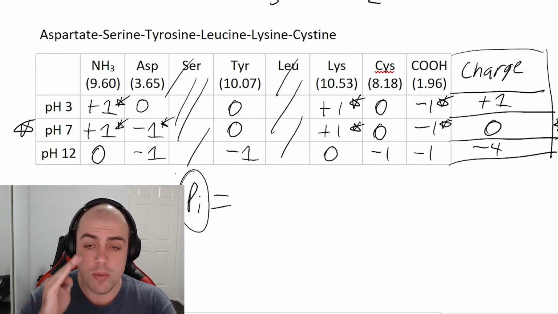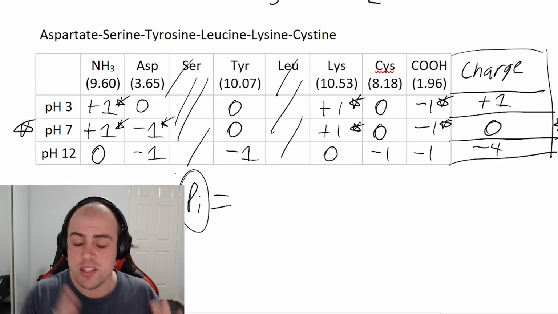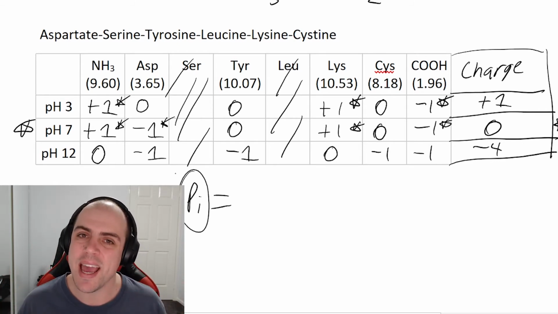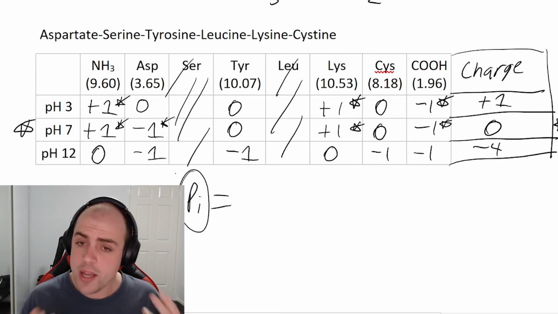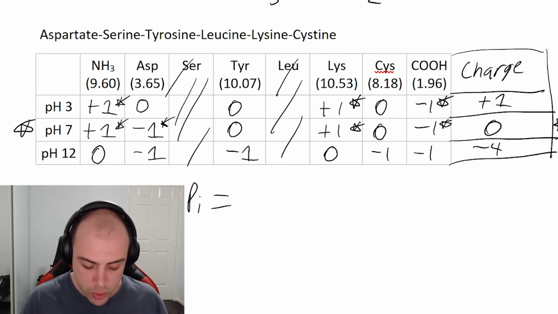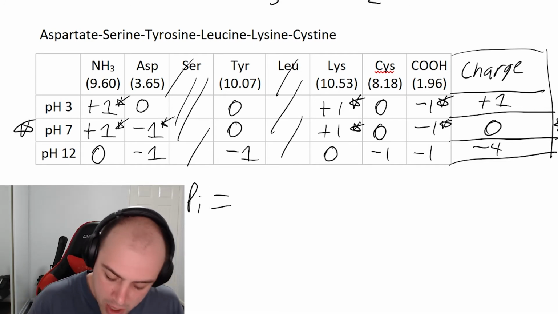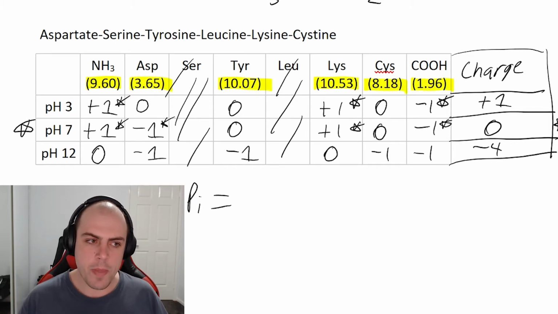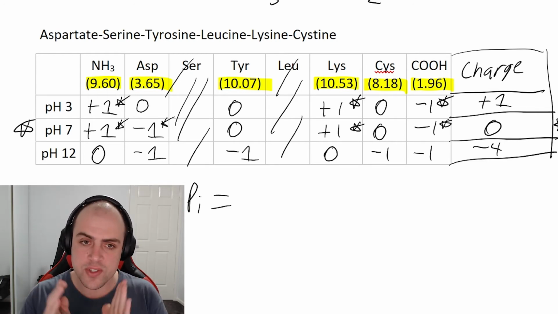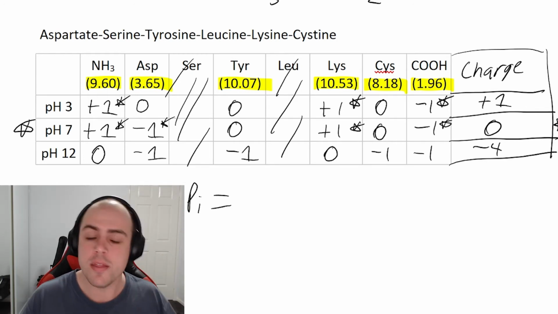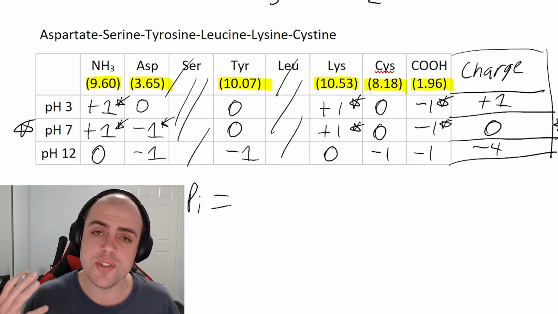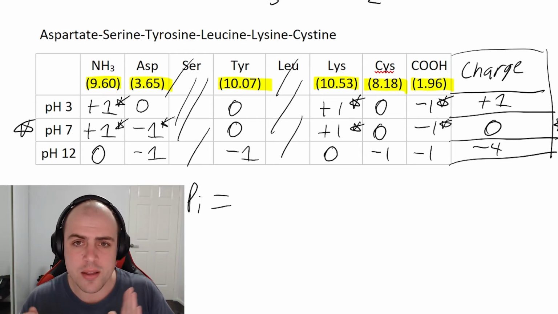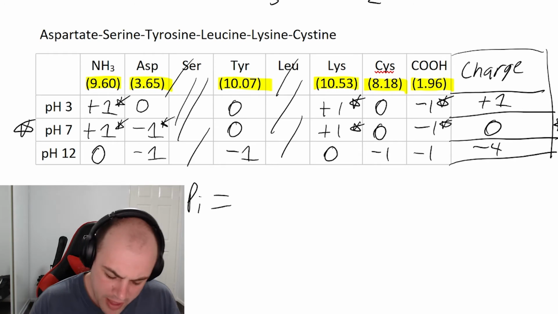And we know at what points this charge is changing, because that's what our pKa tells us. So in order to do this, I'm going to look at all of my pKa values, and I am going to look at two values. I am going to pick the value that is closest to, but lower than 7, and closest to, but greater than 7. So what do I mean by that?